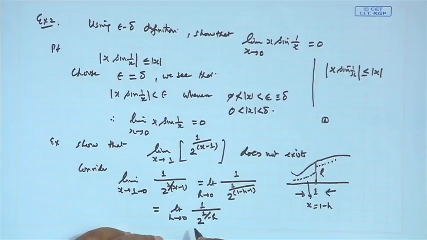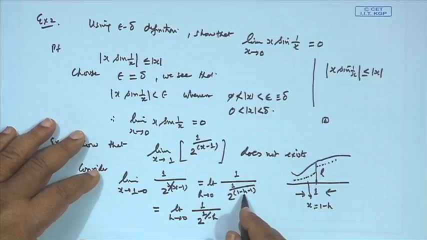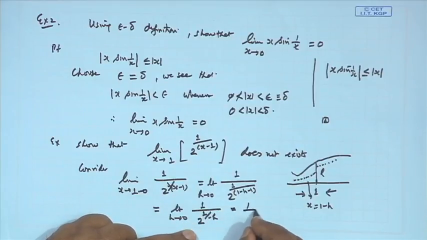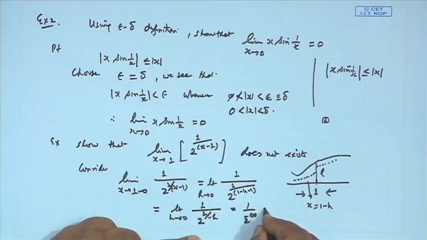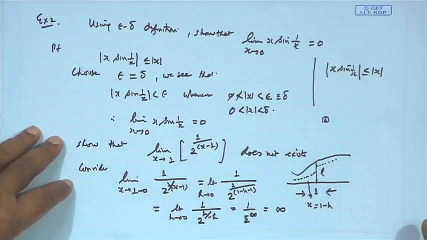So, when h tends to 0, it is 2 to the power minus infinity in the denominator, and minus infinity means that 2 to the power minus 1 over h goes to 0, so it will go to infinity here. So, the total is infinity. So, this tends to infinity, because it will go up.